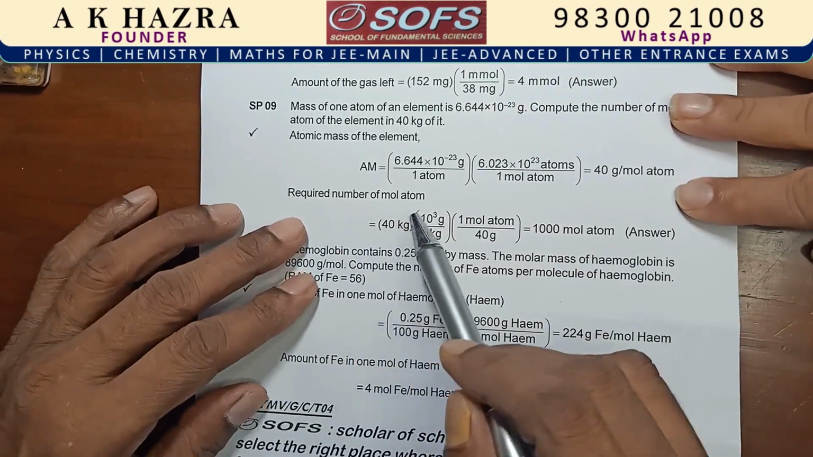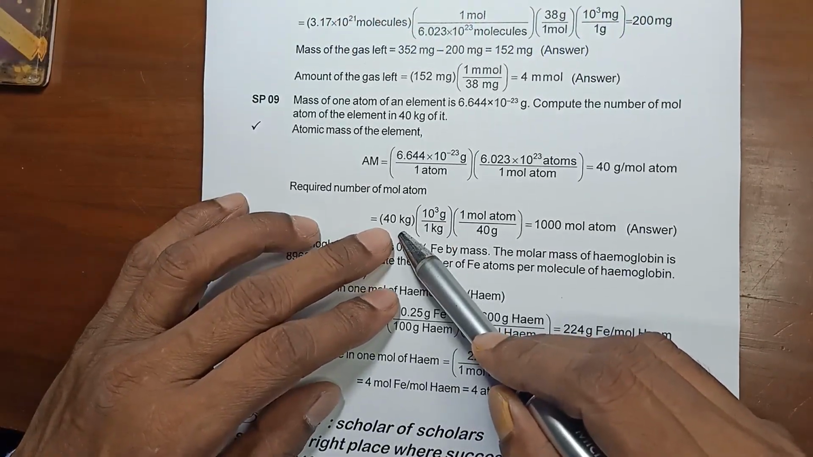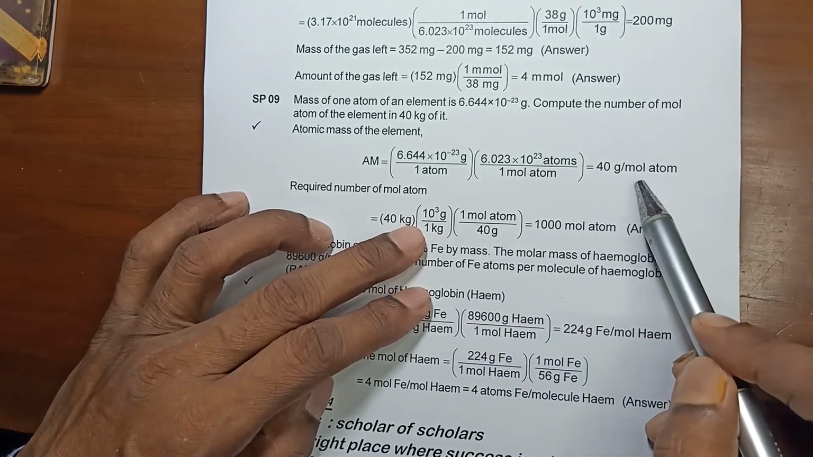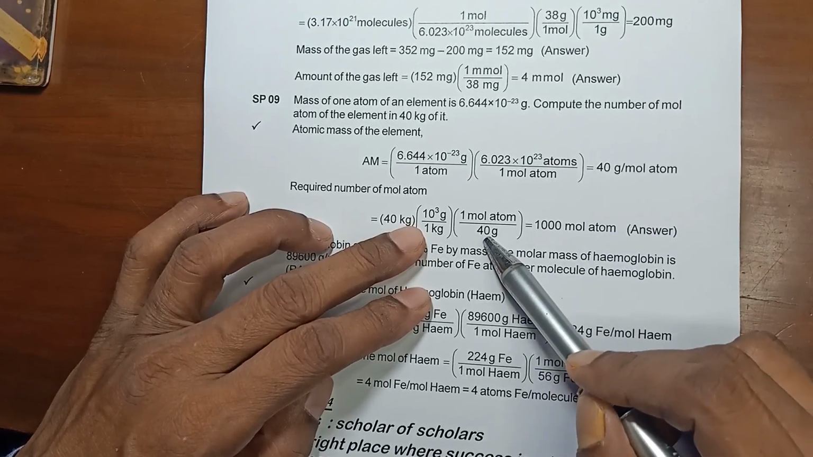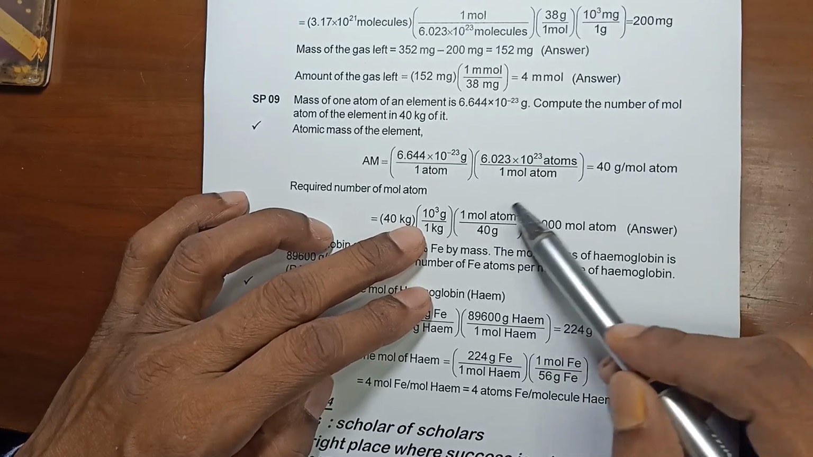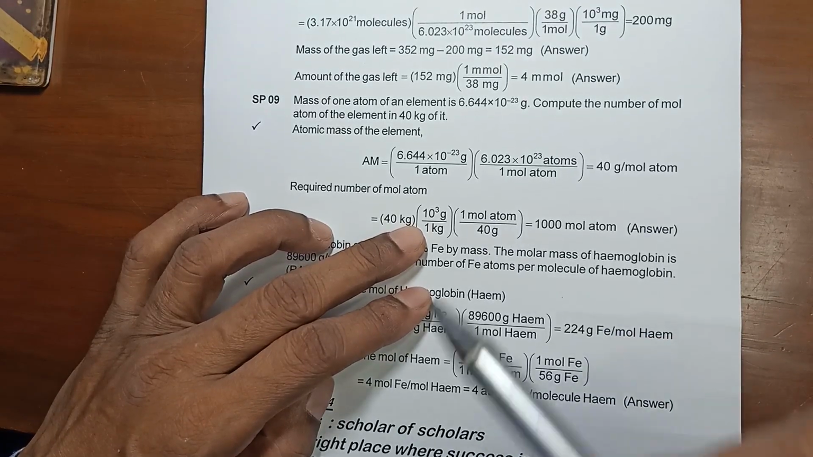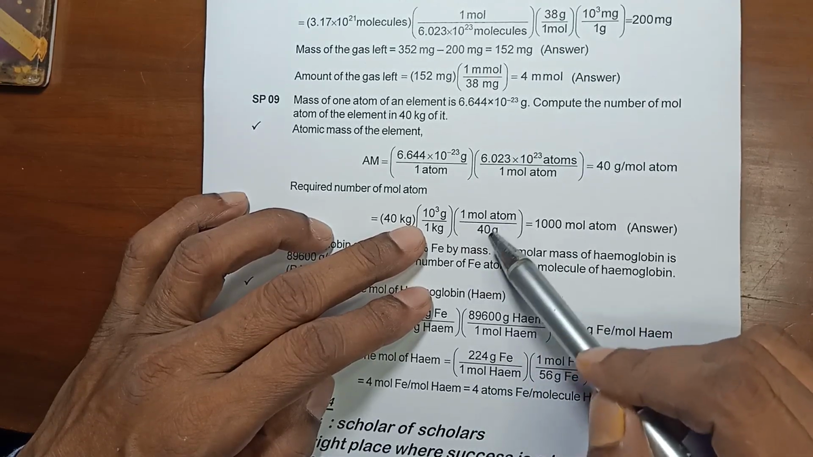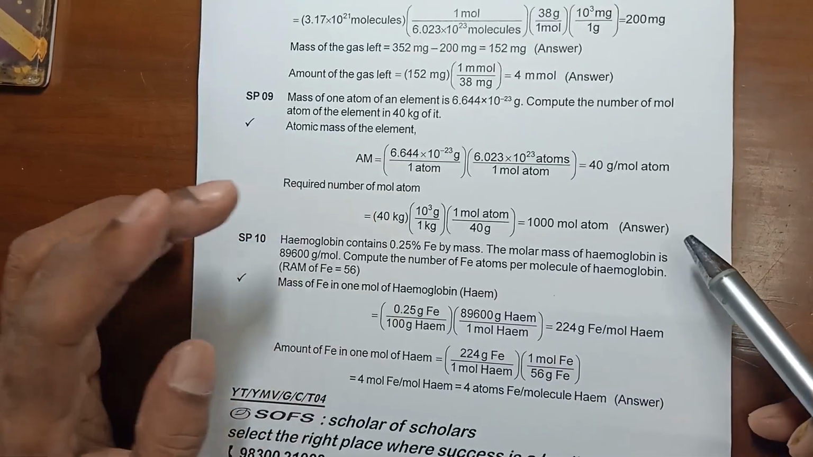So now we are going to find the required number of moles of atoms present in 40 kg. So 40 kg converts into gram, 1 kg is 1000 gram, and we know the conversion factor, 40 gram per mole atom. So 40 gram is 1 mole atom. This by this is also 1, and 40 gram by 1 mole atom is also 1. But we need to cancel gram, we need mole atom. So clearly 1 mole atom by 40 gram. Kg cancels, gram cancels, we will have 1000 mole atom as the answer.